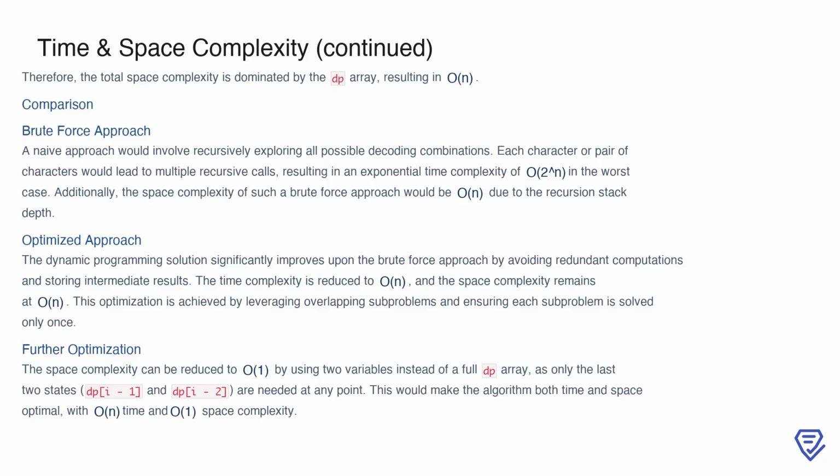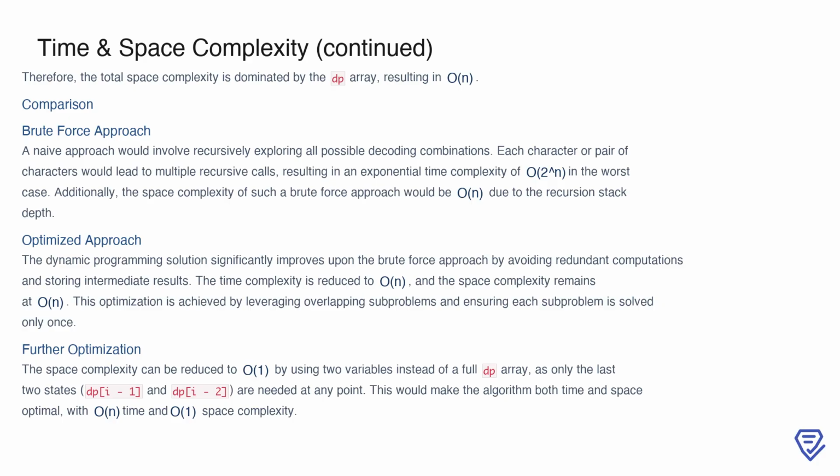To compare this with a brute force approach, imagine recursively exploring all possible decoding combinations. In a naive solution, each character or pair of characters could generate multiple recursive calls. This results in an exponential time complexity of O(2^n) in the worst-case scenario. Additionally, the recursion stack would require O(n) space. By contrast, the optimized dynamic programming approach avoids redundant calculations by storing intermediate results. This reduces the time complexity to O(n), while the space complexity remains at O(n).